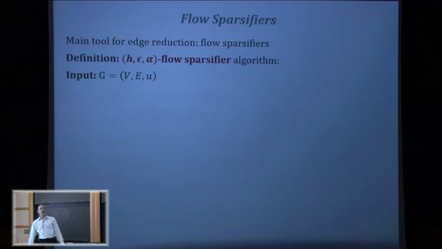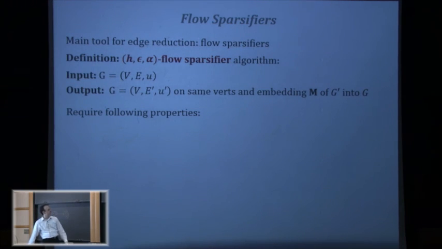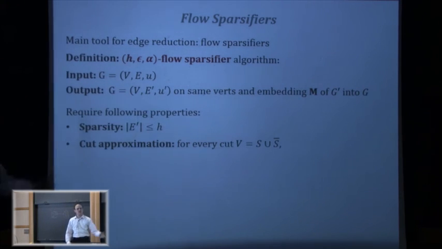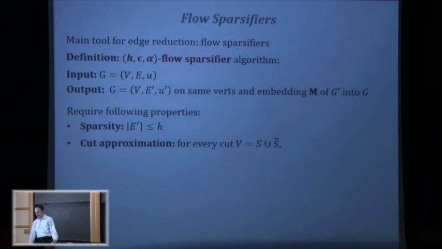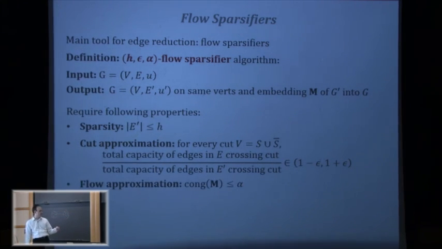So a flow sparsifier is going to be the object we'll construct. That's basically the edge reduction lemma, but more or less. So what it's going to do is you give me a graph. It's going to spit out a new graph on the same vertices and give you an embedding of your new graph into your old graph. That's the new piece. And the properties it will have: one is it's sparse and a cut approximator. So this is just the standard cut approximation stuff, and notice a 1 plus or minus epsilon cut approximation. And then on top of that, it's going to be a flow approximation.